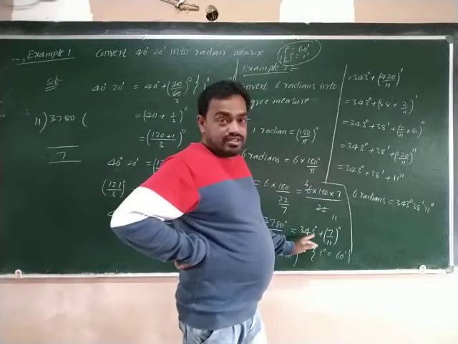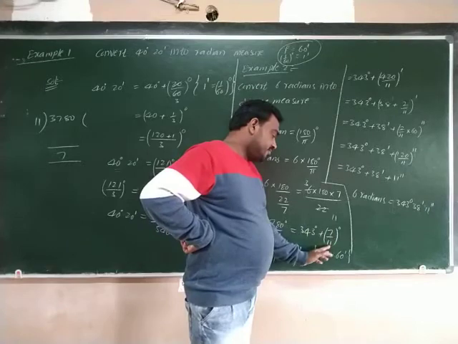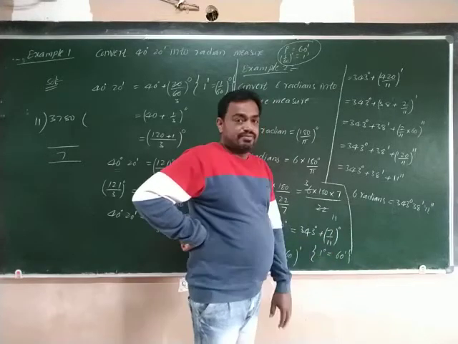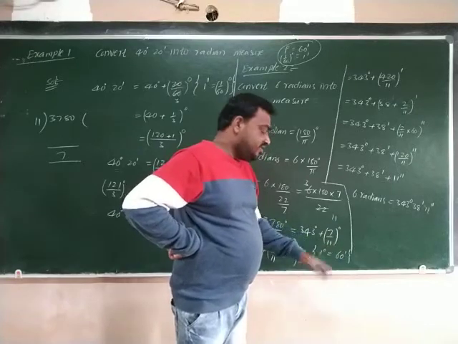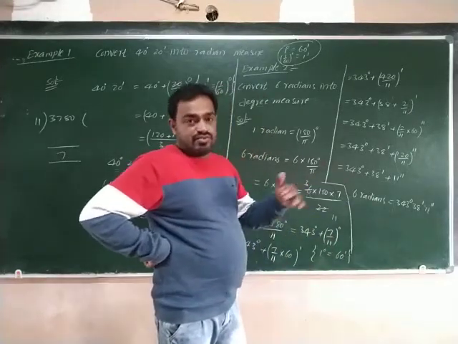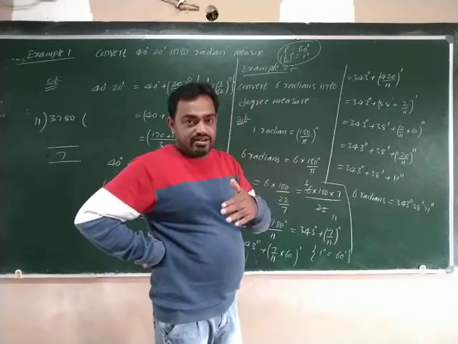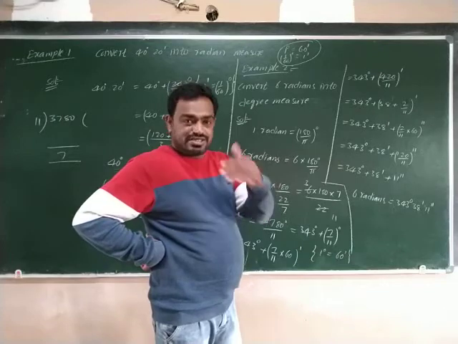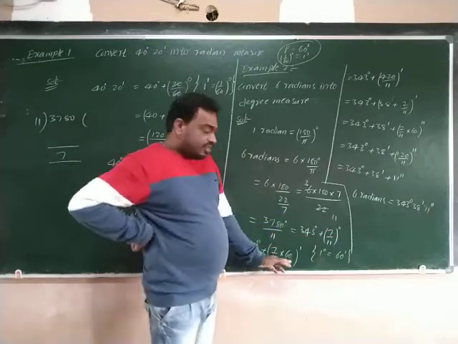343 is the quotient, so we are getting 343 degrees plus 7 by 11 degrees. Again, you convert this fractional degree into minutes. 7 by 11 is less than 1, so less than 1 degree means some minutes and seconds. So you convert into minutes.